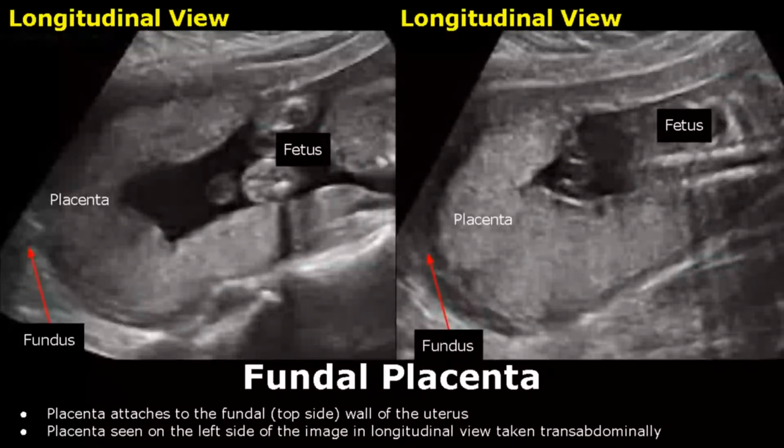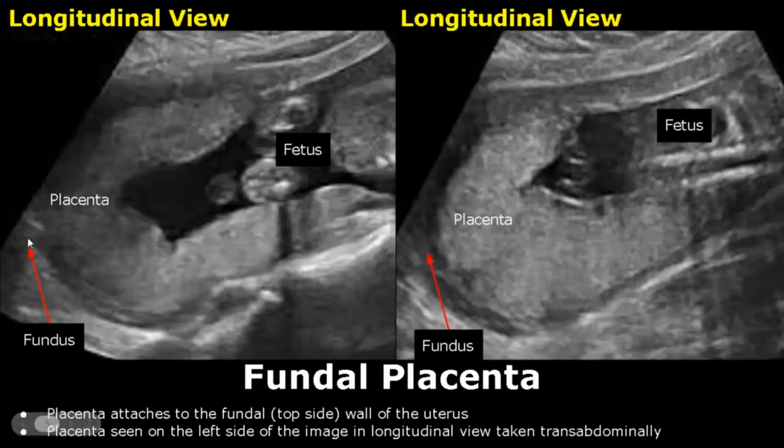In a fundal placenta, placental attachment is at the wall of the fundus. It is attached to the upper part of the uterus. In a transabdominal longitudinal view, the placenta will be seen on the left side of the image. We can see a curved placenta attached to the fundal wall of the uterus.